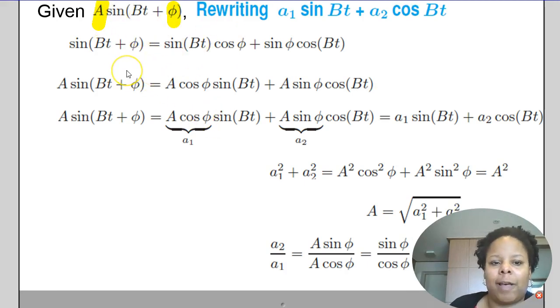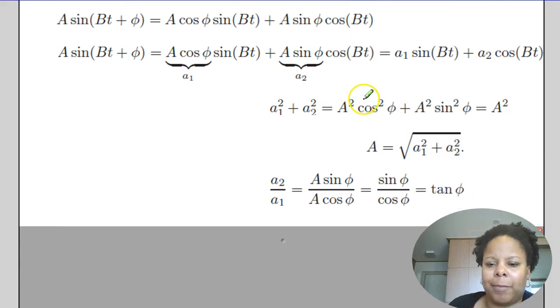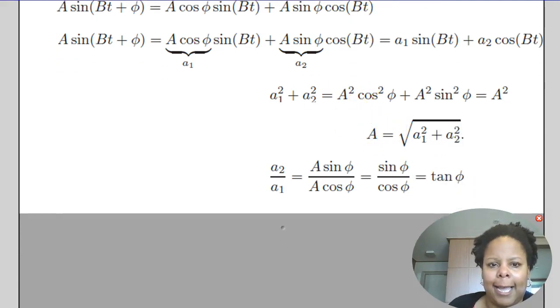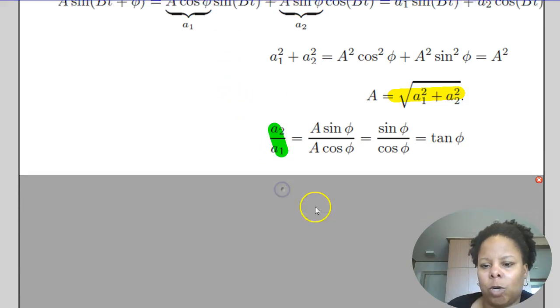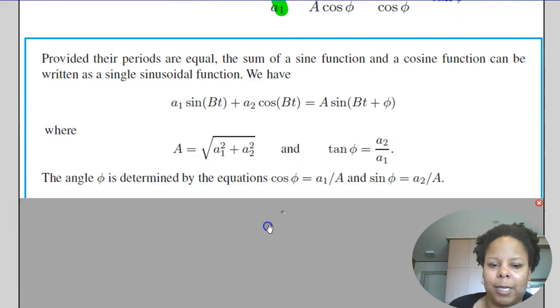This is the derivation of how we can determine what big A and phi are using little a1 and little a2. Basically, A is equal to the square root of a1 squared plus a2 squared. If you don't understand, look at that. And then phi is given by the inverse tangent of a2 over a1. And then this is the example here.